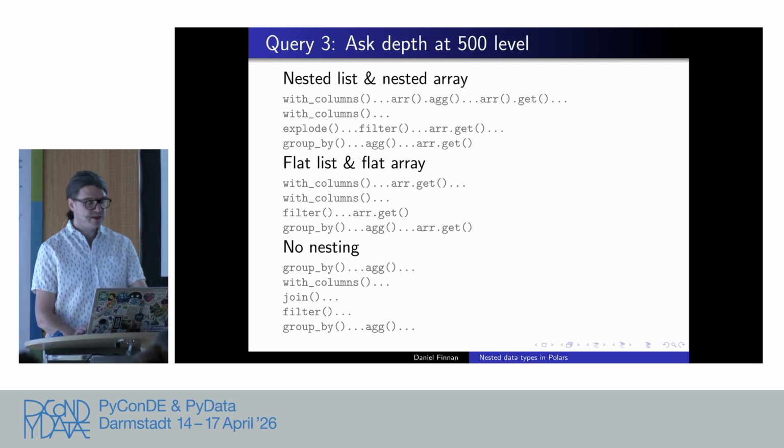With no nesting, we simply go group by, aggregation, with columns, join, filter. And the join might possibly be expensive. That was my thinking to begin with. So performance, what does it give? Does anybody have any ideas? No nesting wins. By how much?